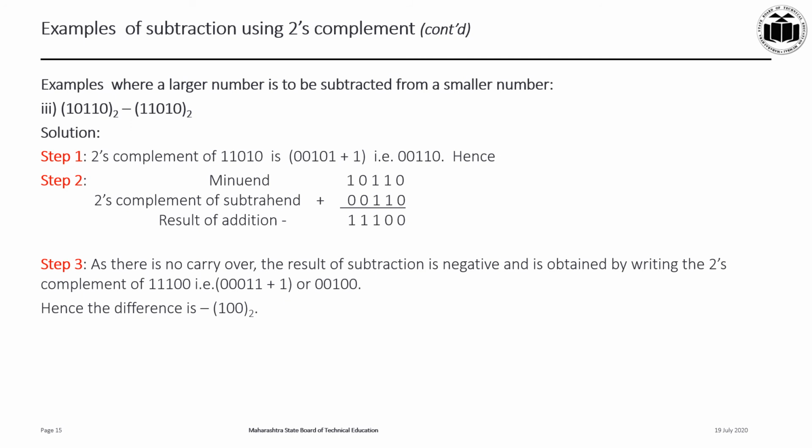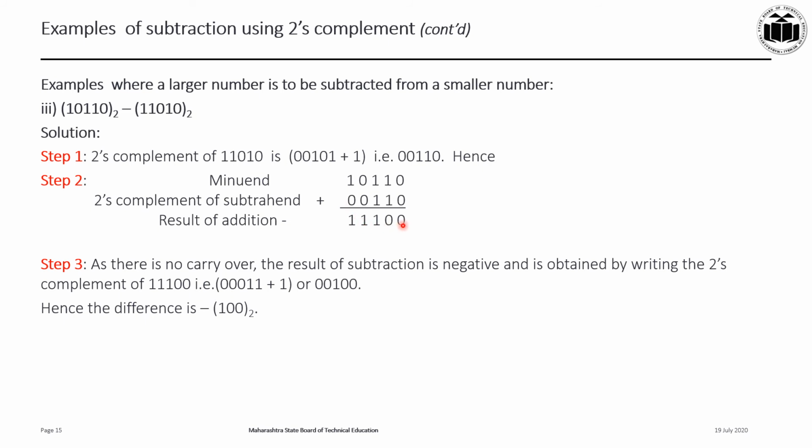Now consider the example where a larger number is to be subtracted from a smaller number. The example here is 10110 minus 11010. So as you can see, 11010 is a larger number and 10110 is a smaller number. Step 1 will be again the 2's complement of 11010. That is obtained by taking the 1's complement and adding 1 to the LSB. It comes to 00110. Step 2 will be to add the minuend and the 2's complement of the subtrahend.